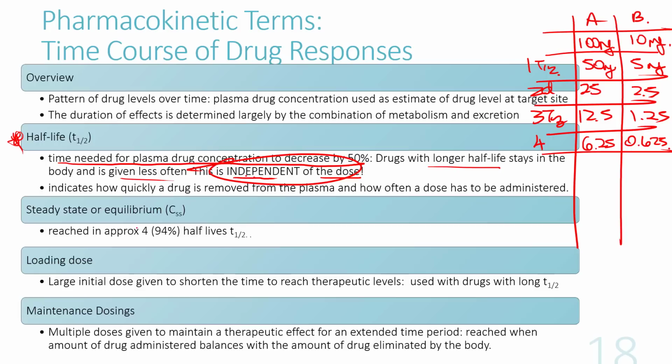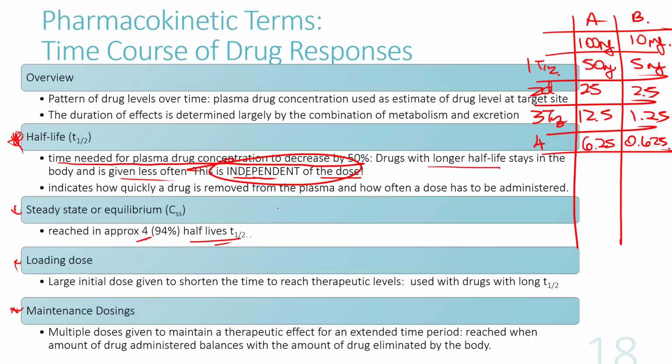And so you've got concepts of steady state, loading dose, and maintenance dose. Steady state is the time taken for a steady level of drug to actually be found in the system. And it basically is reached in approximately 4 half-lives, right?